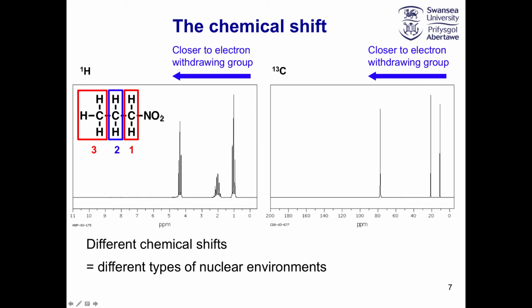The nitro group here is a very strong electron withdrawer, so these two protons and their carbon will have the highest chemical shift. These two protons and their carbon will have the next highest, and these will be the lowest.